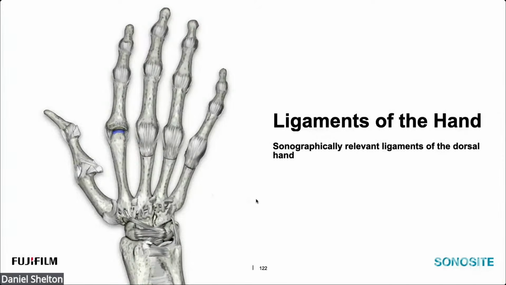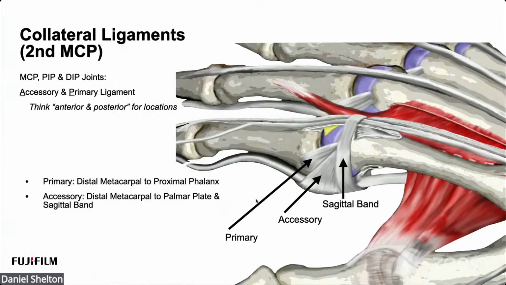Okay, now time for the ligaments of the hand. Focusing on the side of that second MCP joint, just because it's easier to see and study. We're going to walk through the primary and the accessory. Now, primary and accessory, think P over here. Accessory and primary, think anterior and posterior.